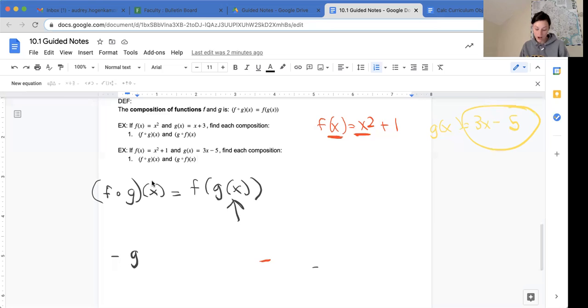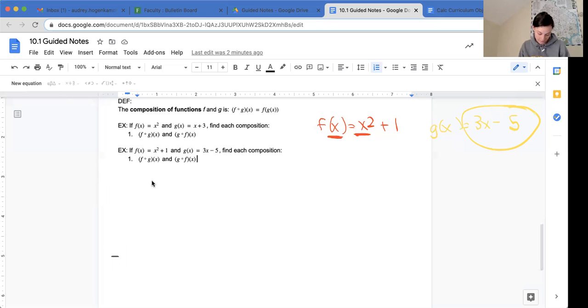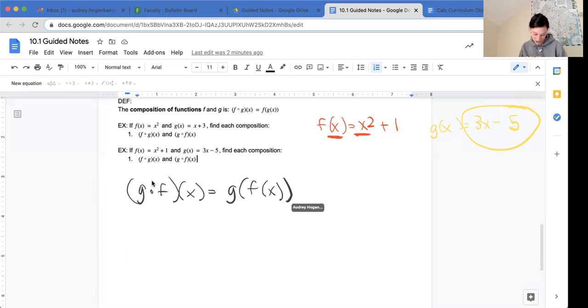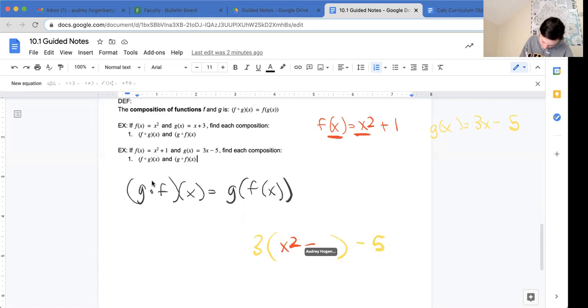And now let's do it the other way around. So let's talk about g of f of x, which we know is equal to g of f of x. And now our outer function is g. So I'm going to look at my function g, and every time I have a spot for an x, I'm going to leave it open because instead of plugging in x, I'm plugging in f of x. So if I look at g, I have 3 times x, but now I'm plugging in f of x. So 3 times something blank minus 5. And then that blank thing that I know I'm plugging in is f of x. So I'm going to put x squared plus 1.